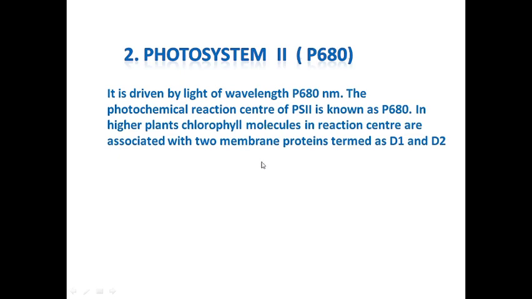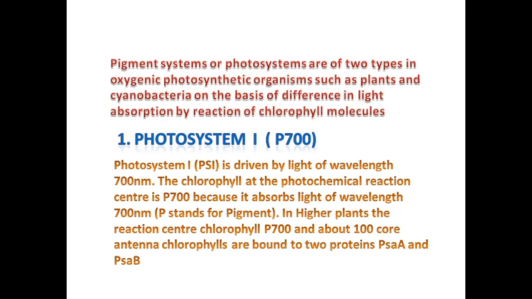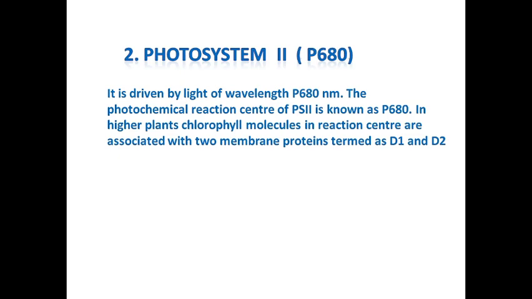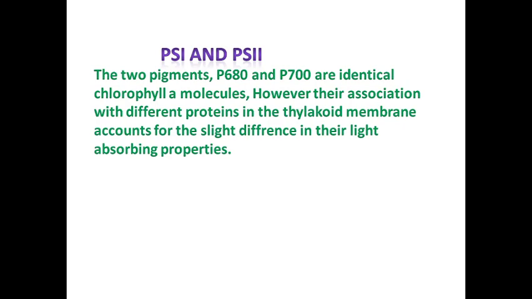In higher plants, chlorophyll molecules in the reaction center are associated with two membrane proteins. Now the proteins in this are D1 and D2. In photosystem 1, I have told you those are PSA A and PSA B. Please remember, in photosystem second we have D1 and D2.